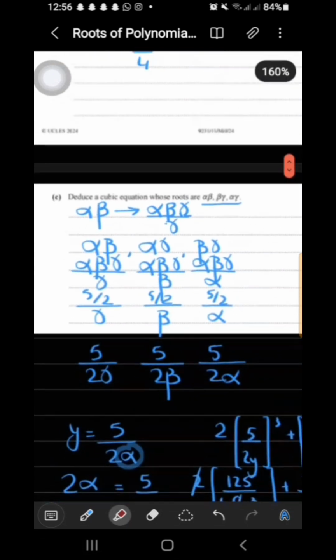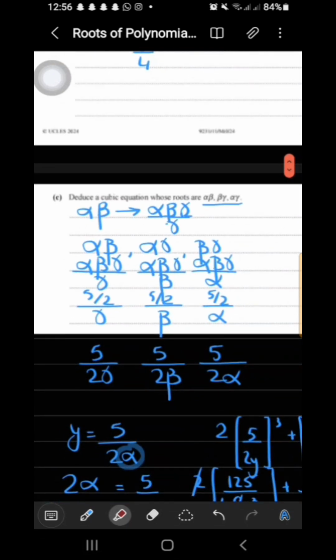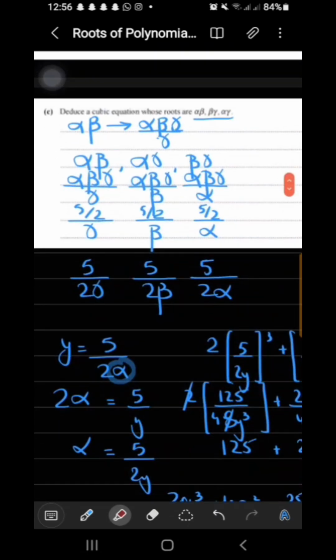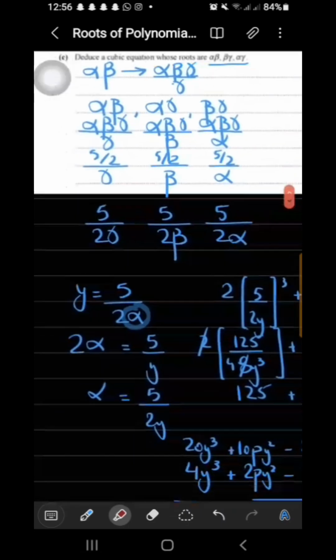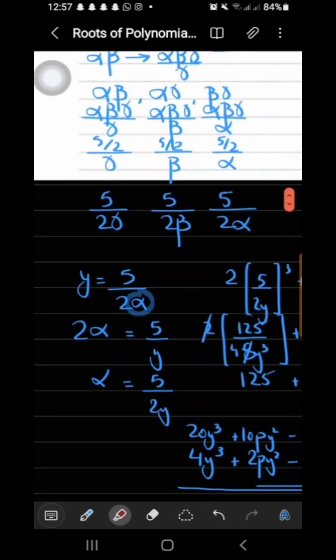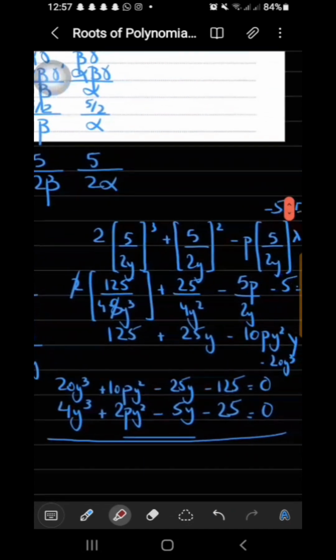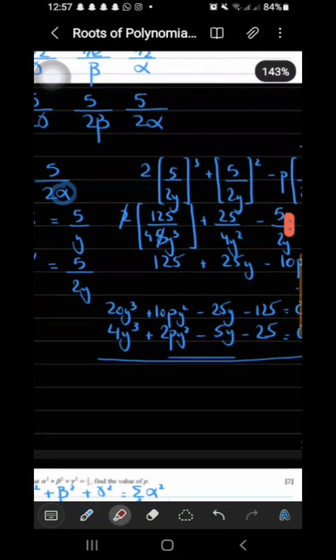Then in the next part we wrote alpha beta in another form, which is alpha beta gamma divided by gamma. Through this we inserted the value of alpha beta gamma as we knew earlier. So we simplified that and equated it with y, and we got alpha in the form of y, and then we inserted the term in the form of y instead of x in the given equation. Through this we formed the new equation.